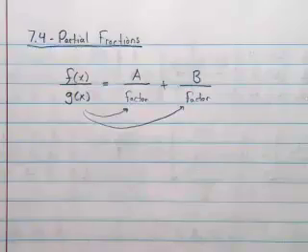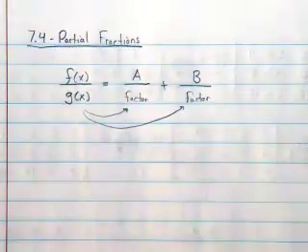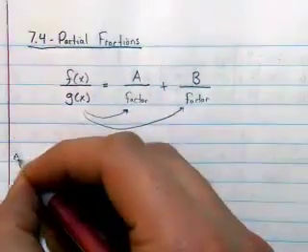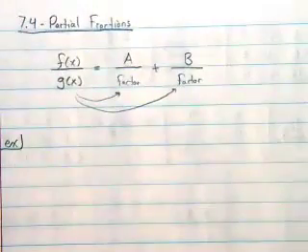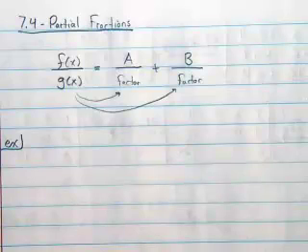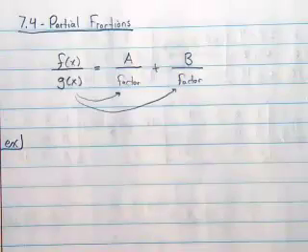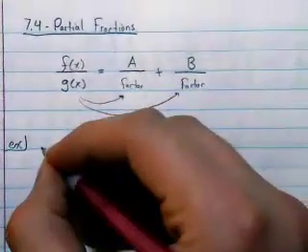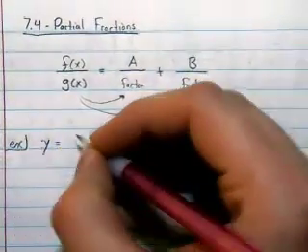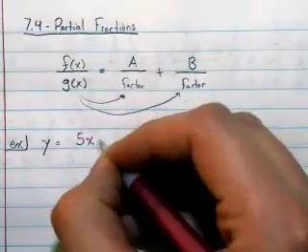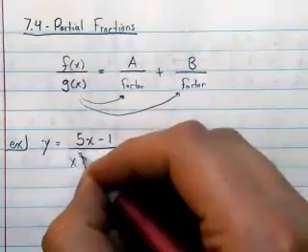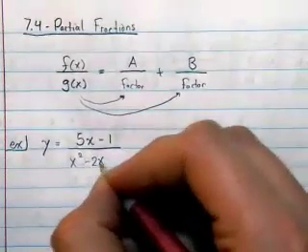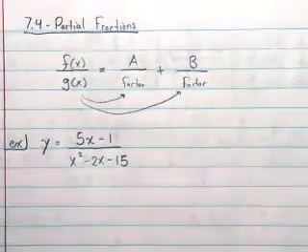So in any event, let's take a look at how this goes. We'll do one quick example here and see if we can knock it out. This will be a good one. We look at y equals 5x minus 1 over x squared minus 2x minus 15.